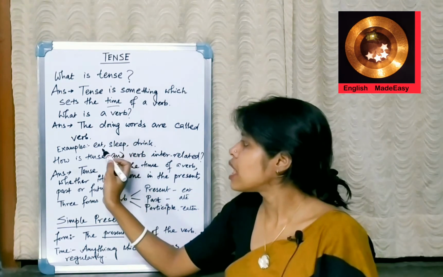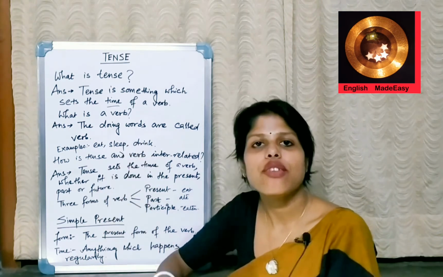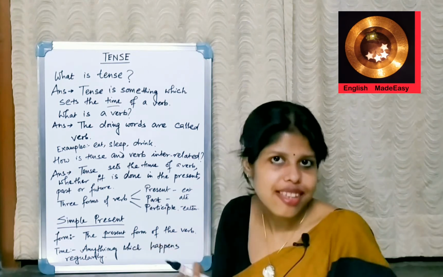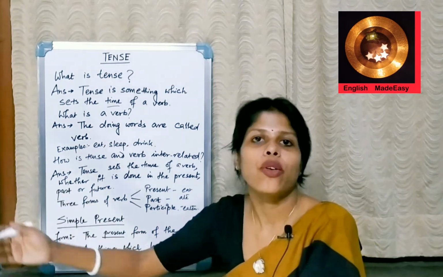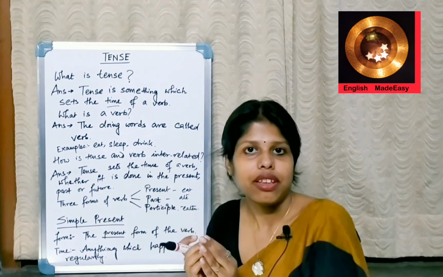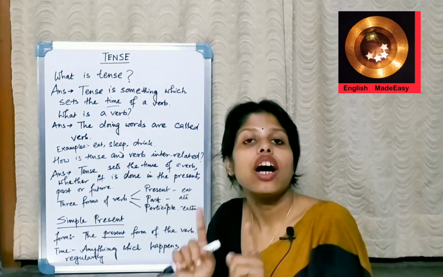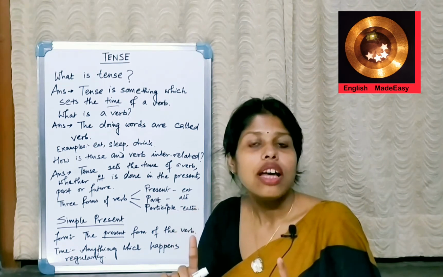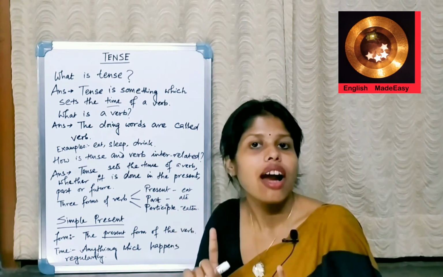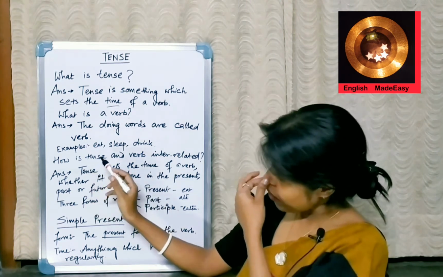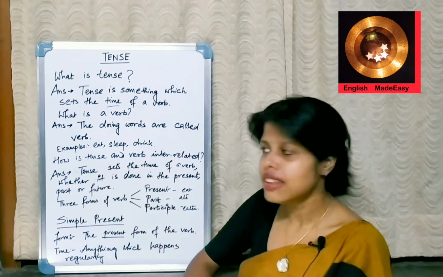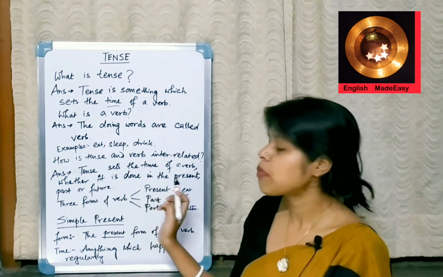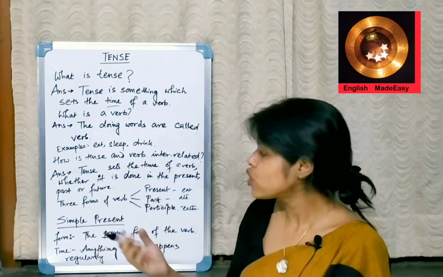For an example, sleep, eat, drink, these are examples of verb. Whether we are sleeping now, or we slept yesterday, or am I going to sleep tomorrow? The time of a work done, the time of a verb. And we know the words which describe work are called verb. So, how is tense and verb interrelated? Tense sets the time of a verb, whether it is done in the present, past or future.